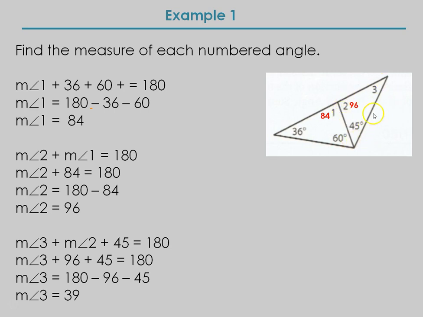On our second triangle that we're going to solve, we now have two angles that have values here, and we can solve for the third by subtracting 96 and 45 from 180, and the third angle will be equal to 39 degrees.